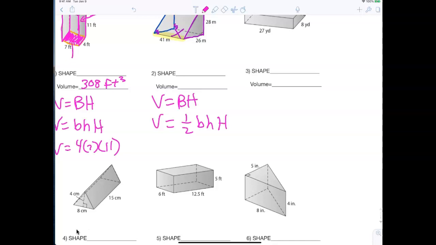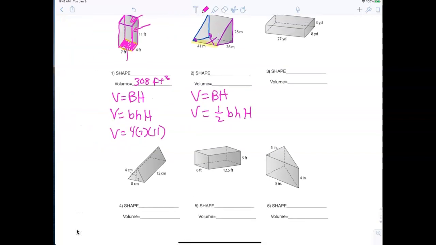So the capital H refers to the height of the prism. Lowercase h refers to the height of the base. And the base this time is a triangle. So here we go. So I want V.